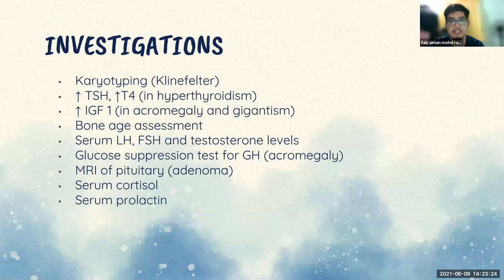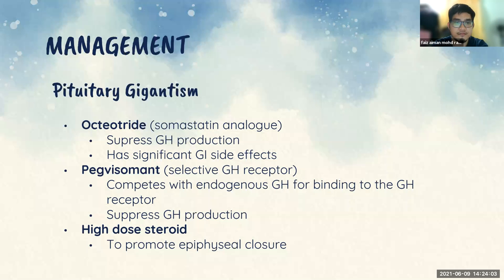For investigations, if you suspect a genetic factor, you can do karyotyping. If you suspect hypothyroidism, do a thyroid function test. If you think it is excess growth hormone, do a test for IGF-1, and you can also do a bone age assessment. If you think it is a problem of sex hormones, do tests on serum LH, FSH, and testosterone levels. For acromegaly, you can do a glucose suppression test for growth hormone. If you think the problem is at the pituitary, do serum cortisol and serum prolactin. So management is according to the causes; treat the causes.